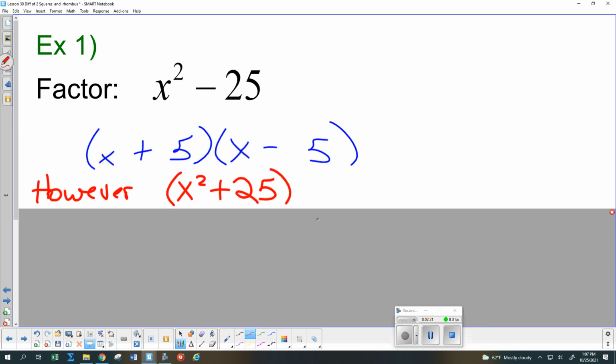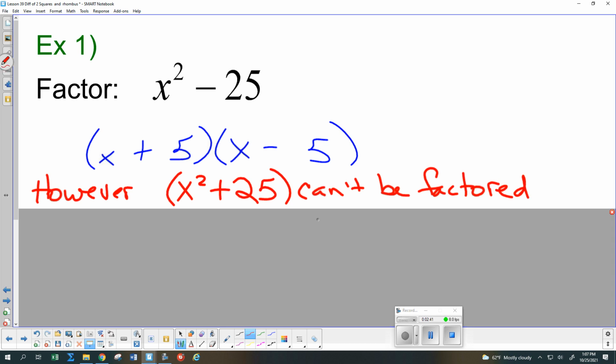However, what about x squared plus 25? Is that a difference of two perfect squares? There's not a minus sign in there. This can't be factored. It works only when there's a minus sign in the middle.